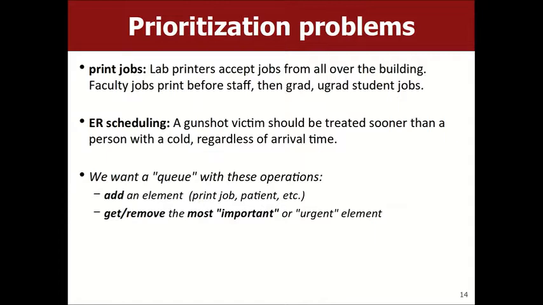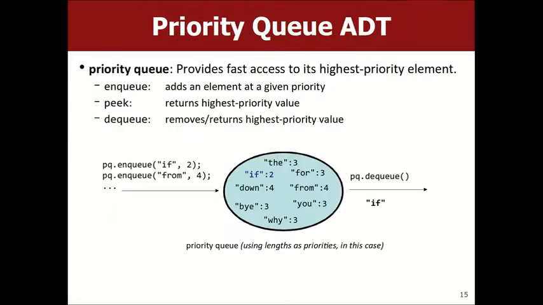So the operations this magical queue would be nice to have would be the ability to add a new person to the line, and the ability to pluck out the most urgent person from the line so that you could process them. You're always handling the most urgent person in the line. If you want to do this, there is an ADT, a collection type that's for you. It's called a priority queue.